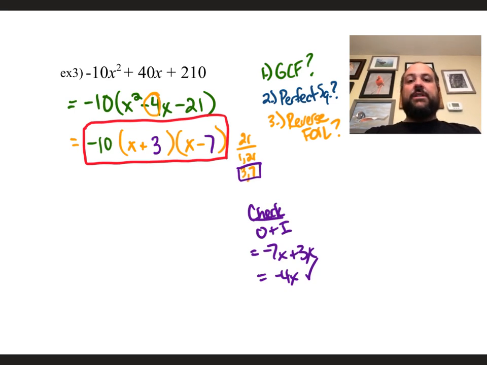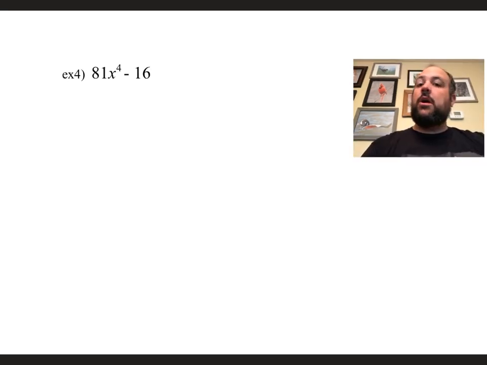Let's look at another example. Alright, so in example 4, we have 81x to the 4th minus 16. Again, factoring completely, we try and follow those steps of looking for a GCF, then looking for perfect squares, and then looking to see if we can reverse FOIL. The thing is, we're not always going to use each of those factoring methods, and we might not always do them in the exact order that we think we might.